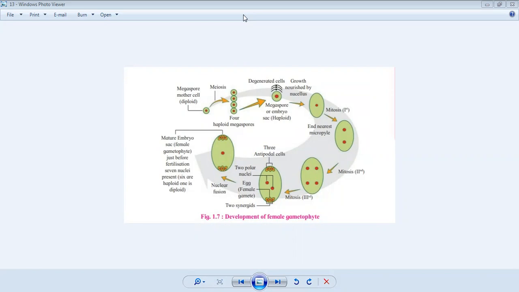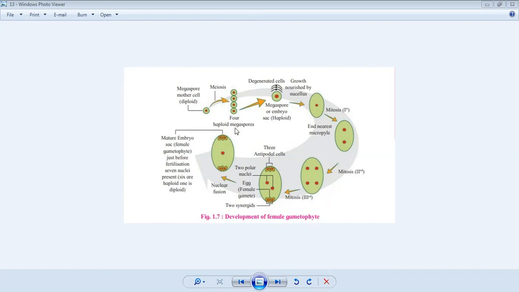Dear students, in the previous lecture we started this Paper 1, and we are discussing a part of Unit 3, which is embryology. In this embryology, we are discussing pollination, structure of anther, structure of ovule, and lastly we will discuss fertilization. Here we are discussing the second important portion of the angiospermic plant, the embryological part, that is the structure of ovule and the development of female gametophyte.